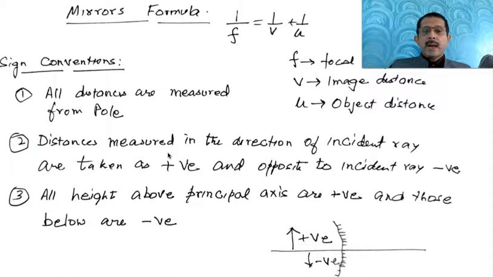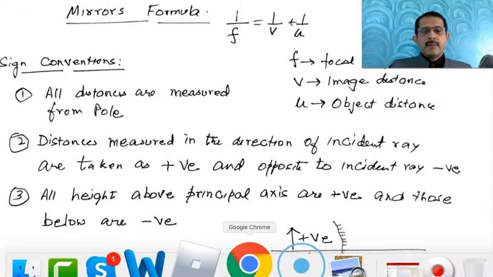The third point is that all heights above the principal axis are positive and those below are negative. As you see here, this is a mirror, and anything above this is positive, anything under this is negative. So whatever you have learned earlier about the coordinate system, signs and all, just park it aside for a while when doing these questions, and go with whatever I'm suggesting here. So this is basically the mirror formula.